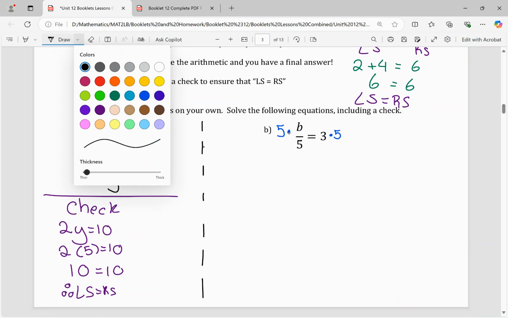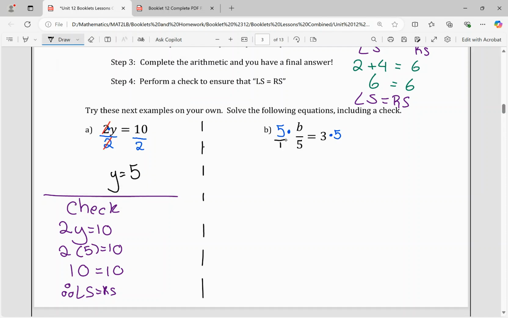When I multiply a whole number by a fraction, I imagine that that whole number is a fraction. I put it over 1. We learned this a couple of booklets ago. So it's kind of like 5 over 1 times b over 5. And when you multiply two fractions together, you multiply their numerators. 5 times b, 5b. And 1 times 5 is just 5. In other words, I can just take that 5 and put it in the numerator like this.